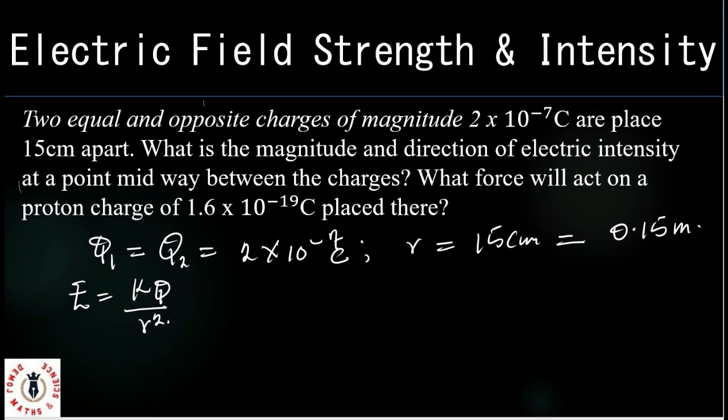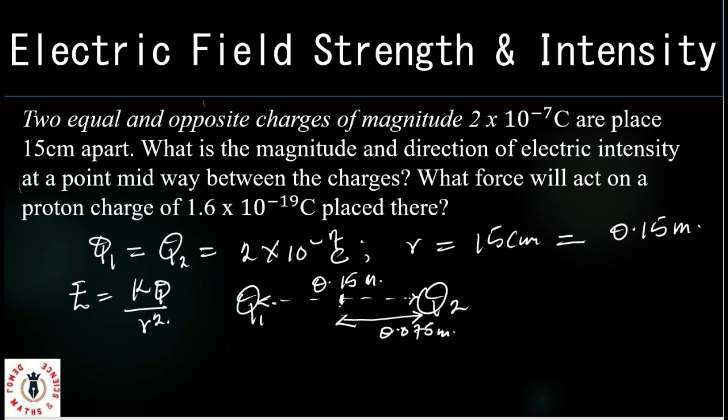Now, I have two charges, Q1 and Q2. I'm told that both of them are 15 centimeters apart. R here is 15 centimeters, that's equal to 0.15 meters. Now, to calculate the electric field in between them at the midpoint, the midpoint is 0.075 in meters. To calculate this electric field, I'm going to place a positive charge.